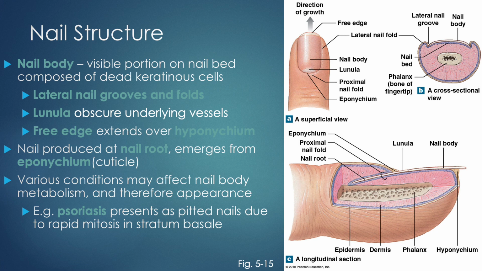So, for example, psoriasis is something that will present clinically as having pits in the nails, and that happens because you have an extremely rapid mitotic rate or cell turnover in the stratum basale.